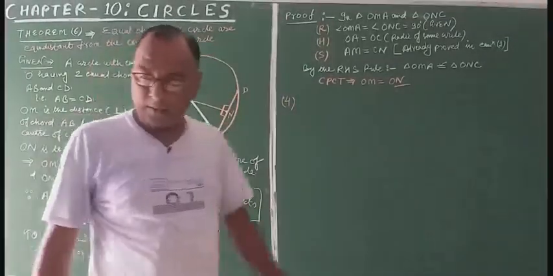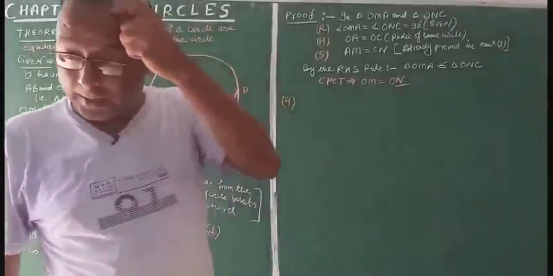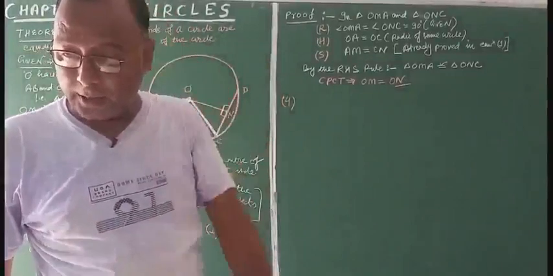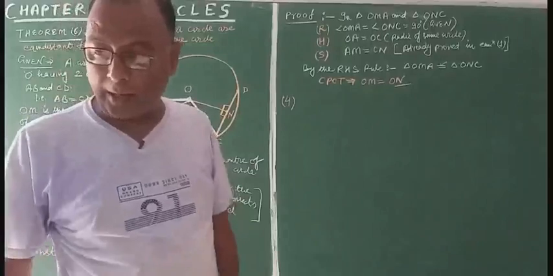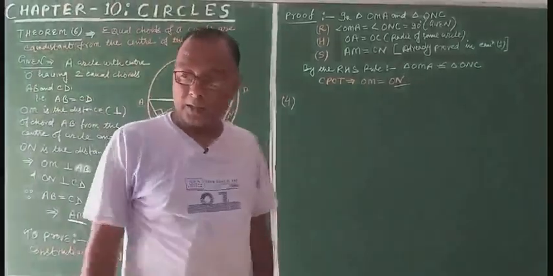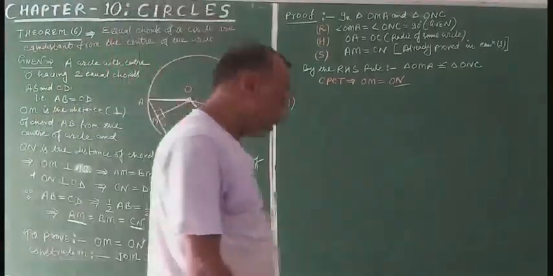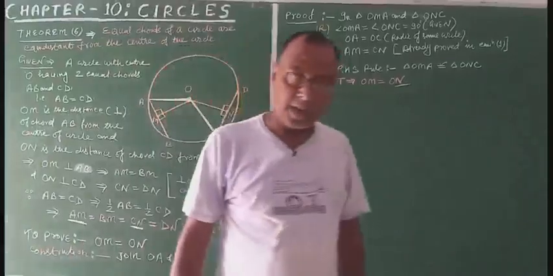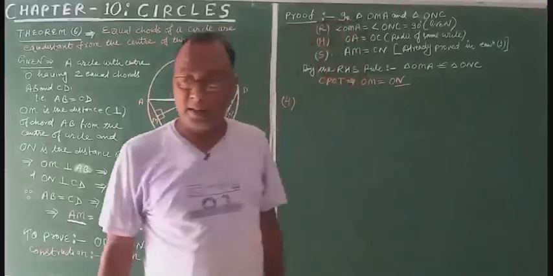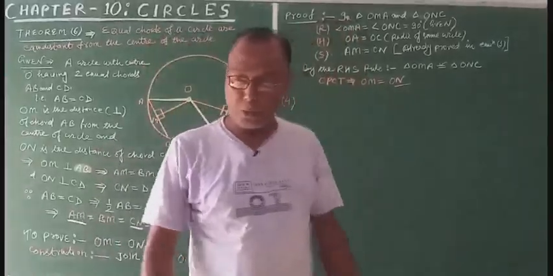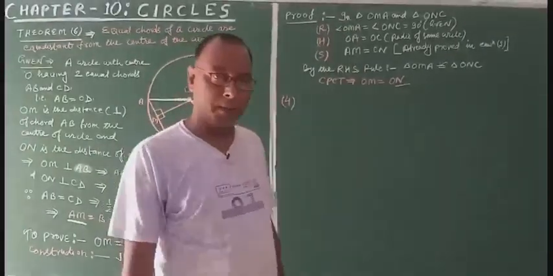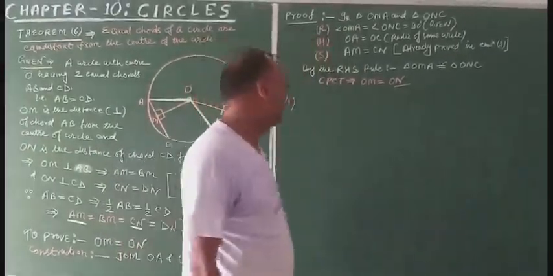What is written there? If a line intersects two concentric circles with center O at A, B, C, D, then prove that AB is equal to CD. The figure is given there. Concentric circles have the same center but different radii. If a line intersects two concentric circles at the 4 points A, B, C, D, in this way, the figure is given here.